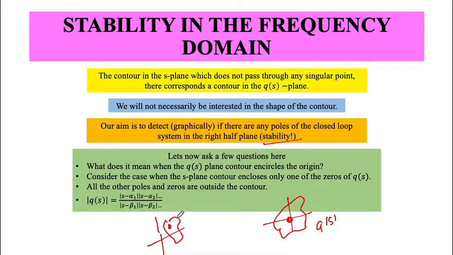It is enclosing one zero. So let me draw the zero here, and I will call it alpha 1. All other poles and zeros are outside. Assume here is beta 1, here I have beta 2 or something, and alpha 2 is here. Now given this complex number, I can compute the magnitude of Q(S), and I can also compute the angle: the angle of the zeros minus the angle of the poles from this function.